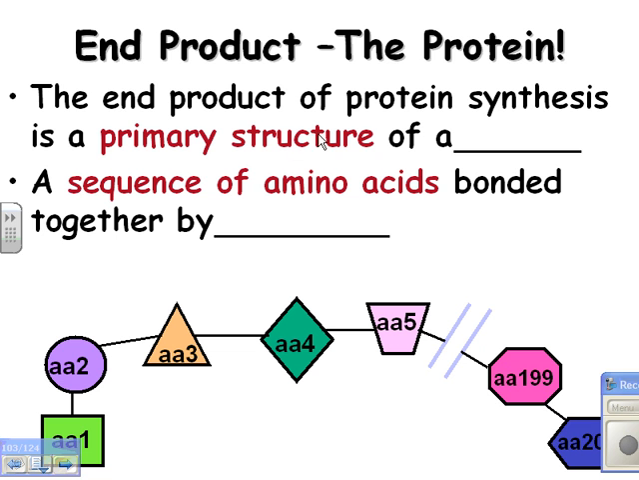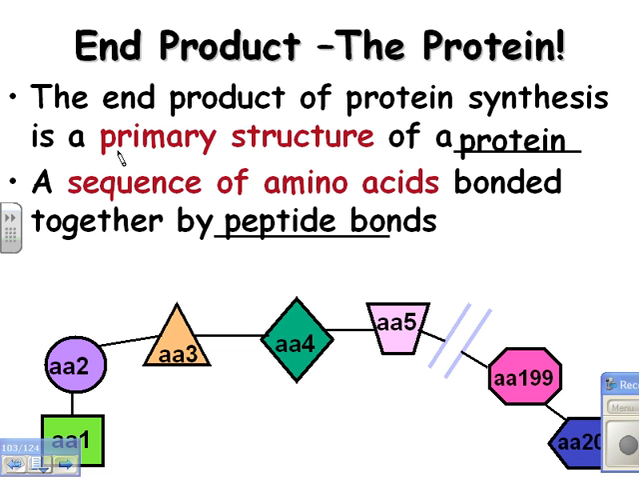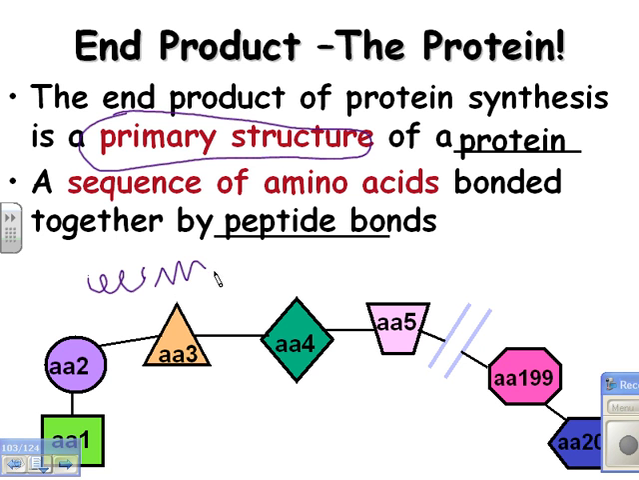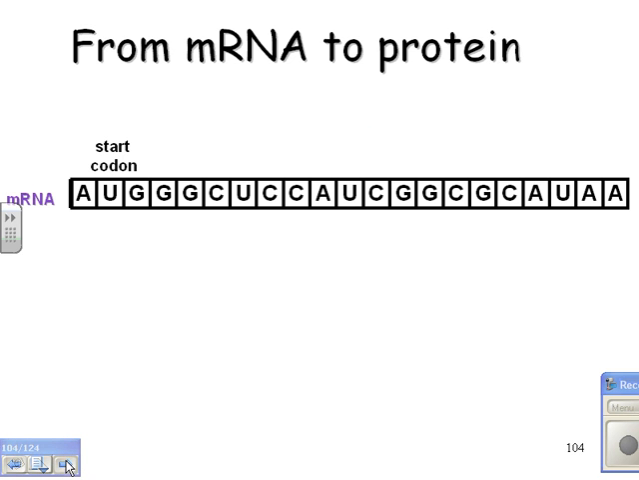So the end product of protein synthesis is the primary structure of a protein. The sequence of amino acids bonded together by these things, covalent bonds. In this case, because of where they are, they're called peptide bonds. And let me go backwards a sec. Remember, primary structure is the order of amino acids. From here, they'll fold, or they'll coil, and they'll fold on top of each other. Sometimes they join another chain. So here's the big picture, from messenger RNA to proteins.